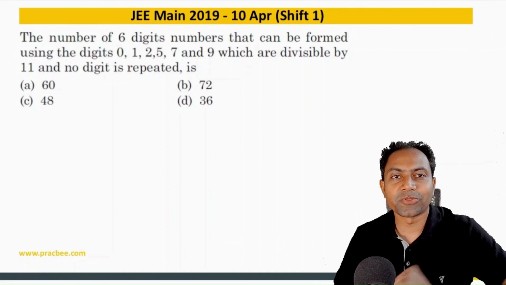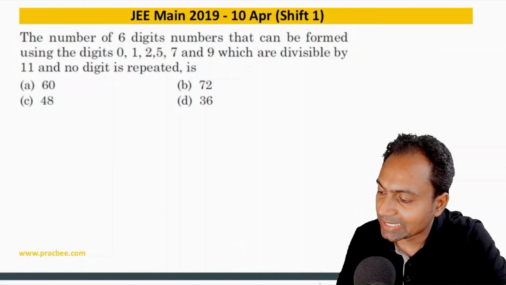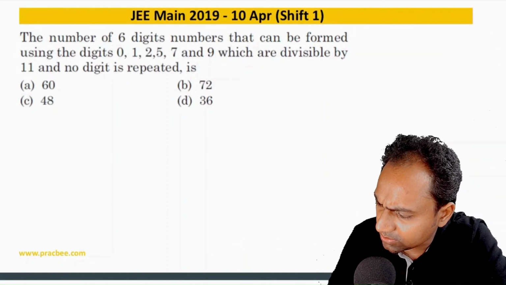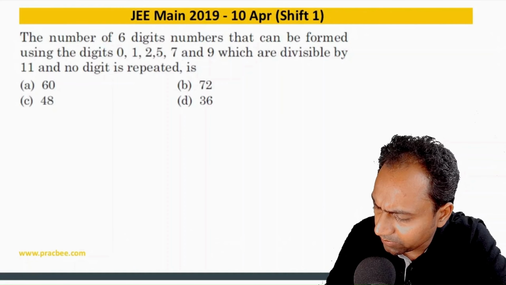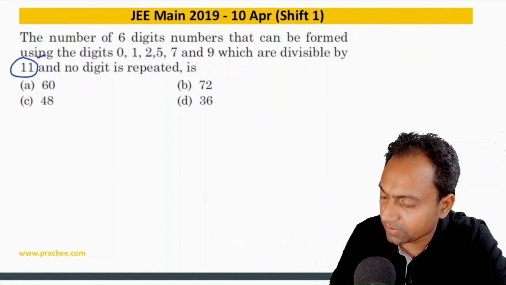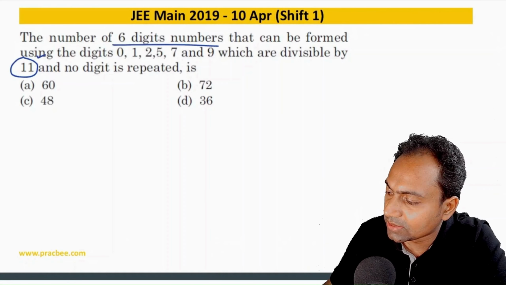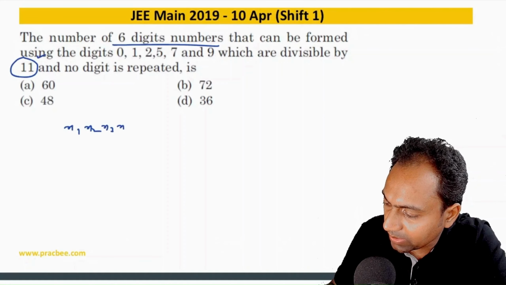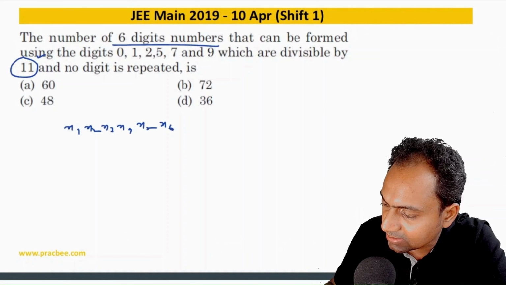Now let us look into this next question that was asked in 2019. This question talks about divisibility by 11. Now this is very interesting because most of the students will not remember what the divisibility rule of 11 was. So what they're talking about is a 6-digit number. Let me write it down. So we have x1, x2, x3, x4, x5 and x6. Let us say that this is a 6-digit number.